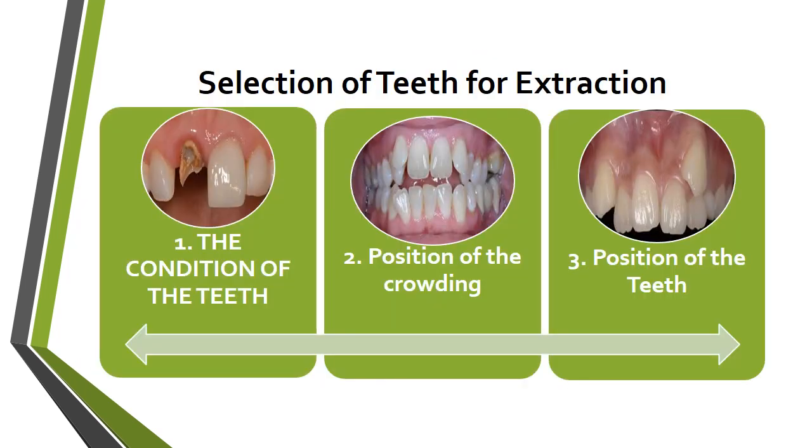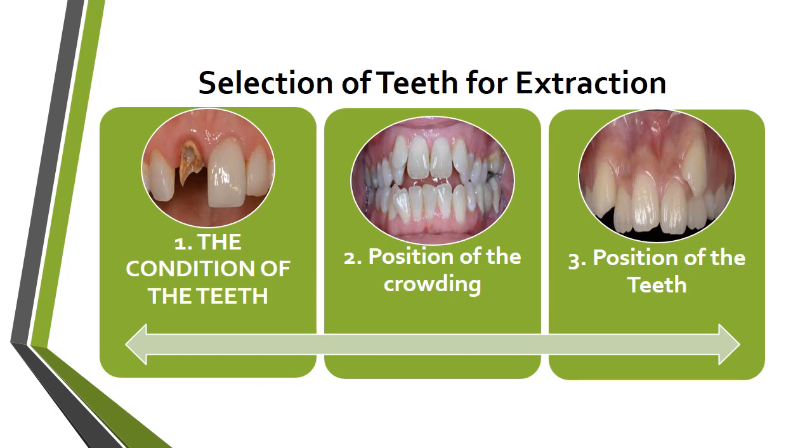Now for the factors that have to be considered in the selection of teeth for extraction, whether those teeth are extracted for the relief of crowding or for correction of inter-arch relationship, we have several factors that we have to consider before deciding which teeth to be removed. The first factor is the condition of the teeth. The condition of the teeth has to be taken into account when planning extraction. What do we mean by that?